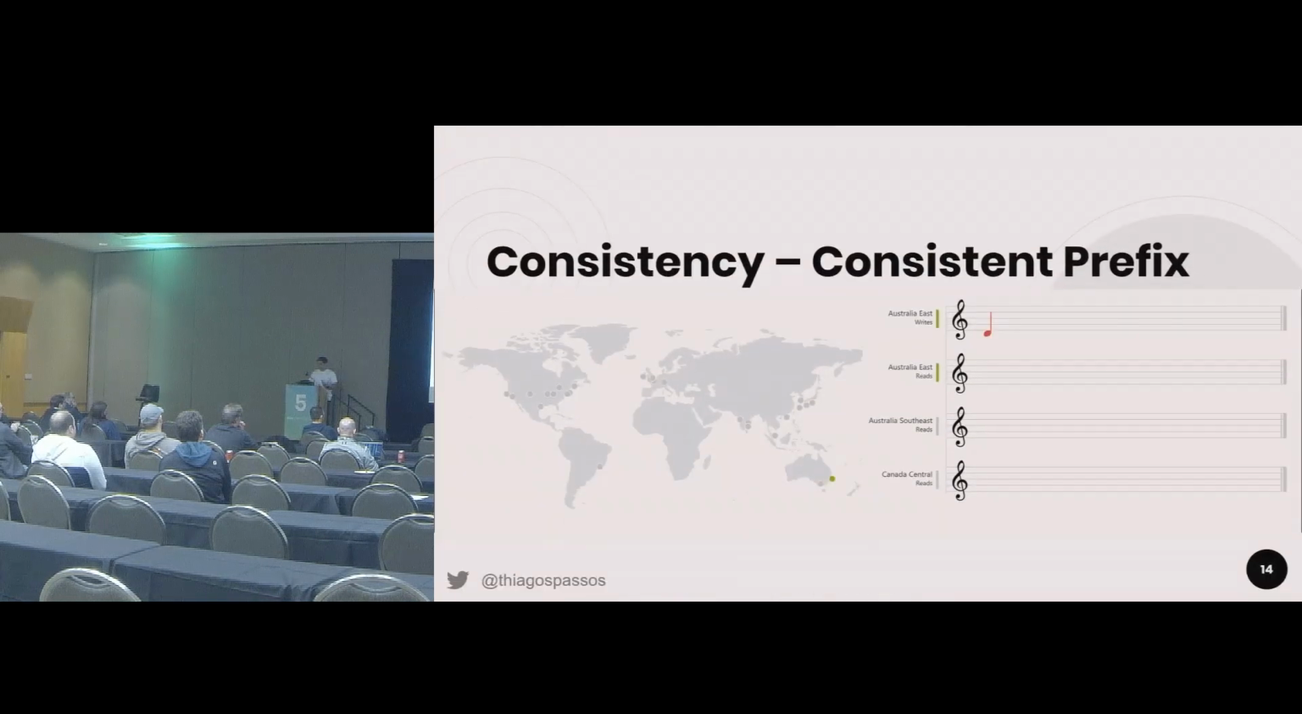Then you have the consistent prefix, which starts getting way more delayed, but the thing is, you're going to have the data coming in the same order, right? So if you write 10 records here in the US, eventually you're going to get the 10 records in Australia, but they're going to come in the same order, 1, 2, 3, and so on.